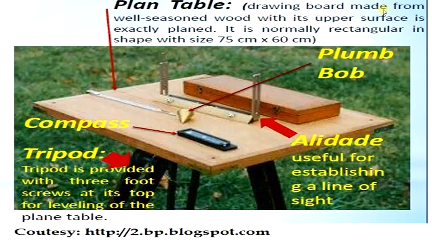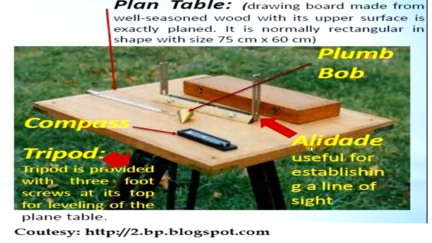This is a drawing board made from well seasoned wood, with the upper surface exactly plain and rough. Normally it is rectangular in shape, and the size of the plane table is 75 by 60 centimeters.